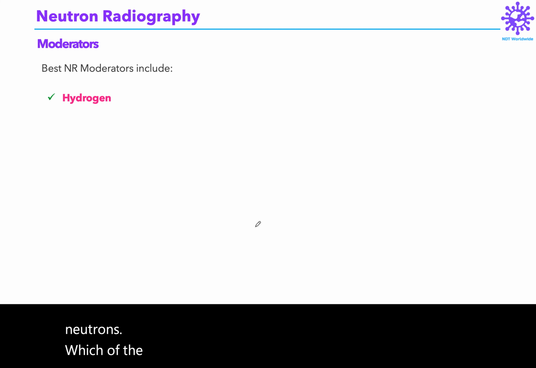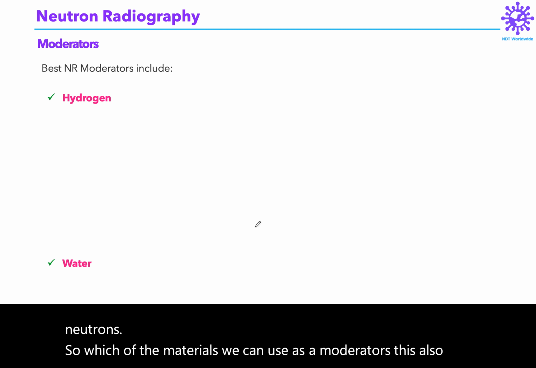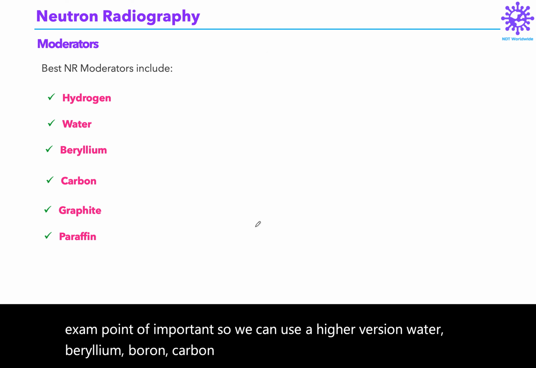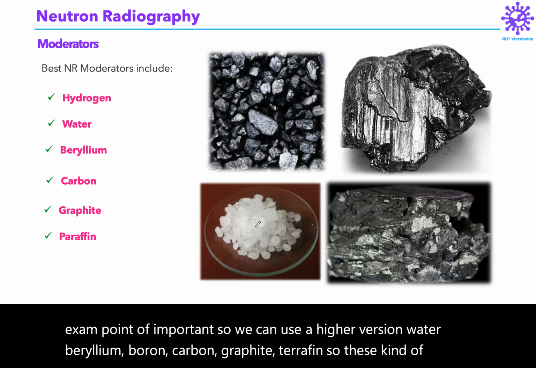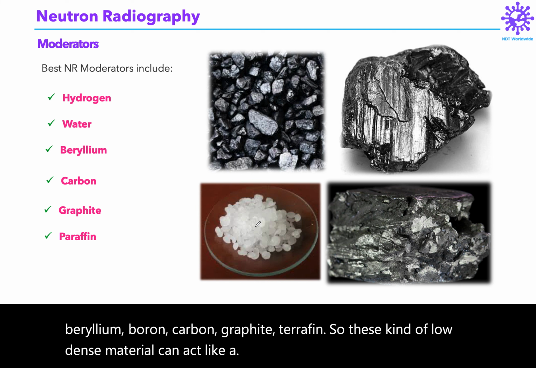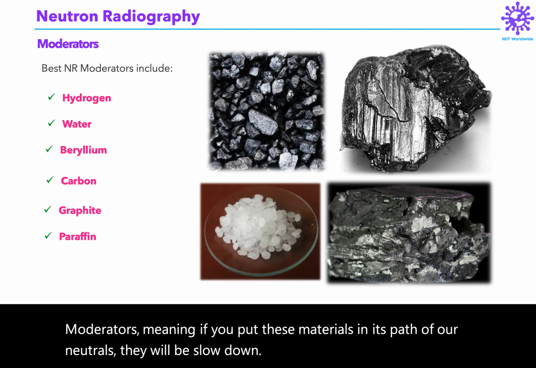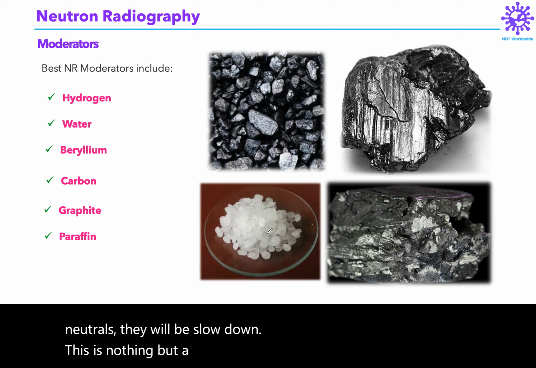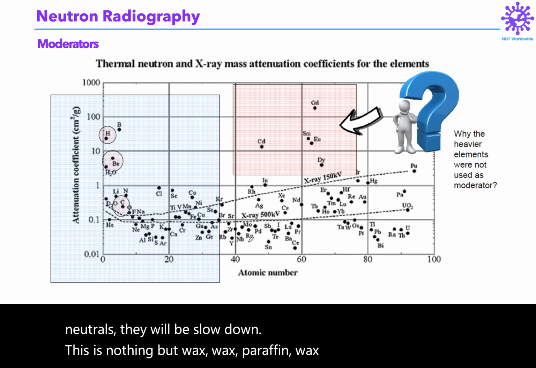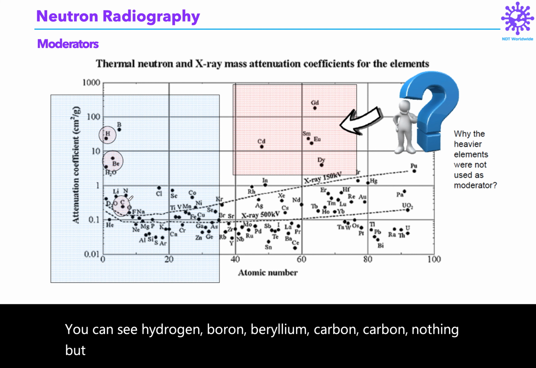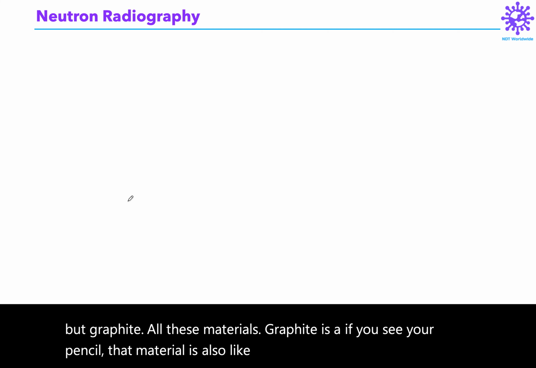Which materials can we use as moderators? This is also important from the exam point of view. We can use hydrogen, water, beryllium, boron, carbon, graphite, paraffin. These kinds of low dense materials can act as moderators, meaning if you put these materials in the path of neutrons, they will be slowed down. This is nothing but wax, paraffin wax, low dense materials. You can see hydrogen, boron, beryllium, carbon, nothing but graphite. If you see your pencil, that material is also a graphite material.